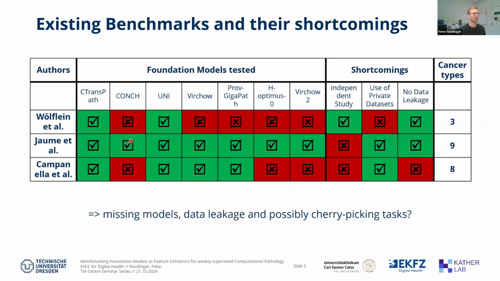And there have been some benchmarking studies already, for example, by Wiefling et al., by Jaume et al., and Campanella et al. And especially Jaume et al. also used basically all of the recent foundation models, but it's always a bit difficult if it's not really an independent study, because then you can't be sure if there's no cherry picking of tasks. Also, if it's only on public data sets like the study by Wiefling et al., then there's always a minor risk of data leakage, because even though most of the foundation models say pretty clearly which data was used, it's still better if you also have some private cohorts.